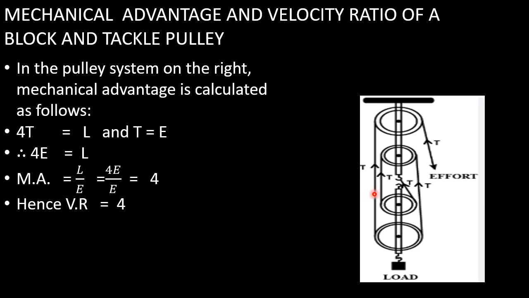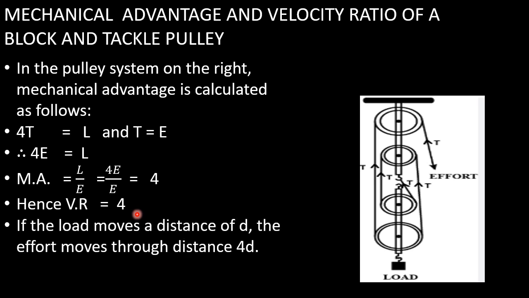So for a system which is assumed to be perfect, with no friction and no energy loss, it has been seen that the mechanical advantage of such a machine is also equal to its velocity ratio. So when the mechanical advantage is equal to 4, it means the velocity ratio is also equal to 4. So if the load moves a distance of d, for example, the effort is supposed to move through a distance of 4 times that, generally, all right? Where this 4 here depends on the number of sections of the string.